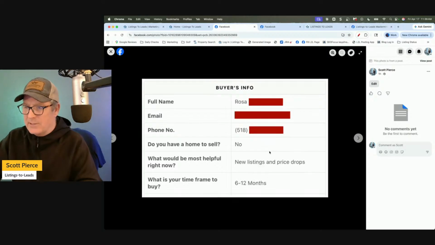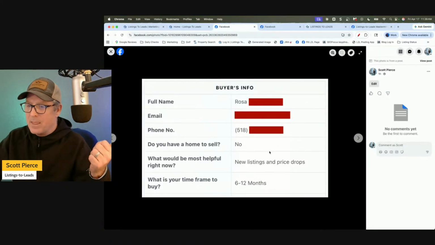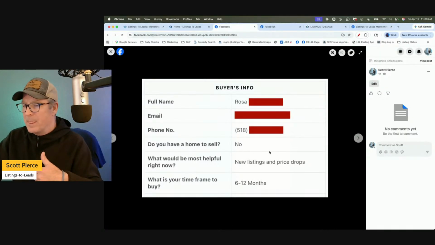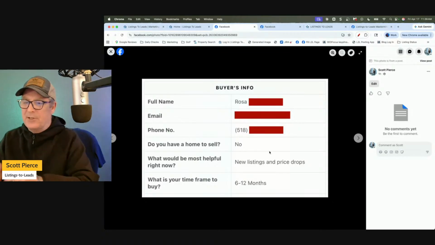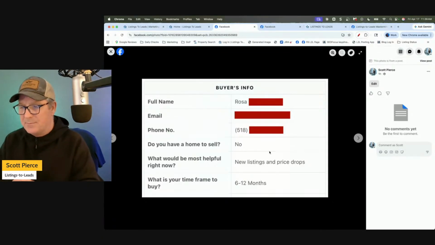Oh, goodness gracious. We got, I think, just two more. Rosa, no home, new listings and price drops, 6 to 12 months. Awesome. I bet she's a renter. I bet she's probably renting. So when I call her up, I might ask about that. I'm going to want to find out, are you pre-qualified? Well, first of all, address the new listings and price drops.